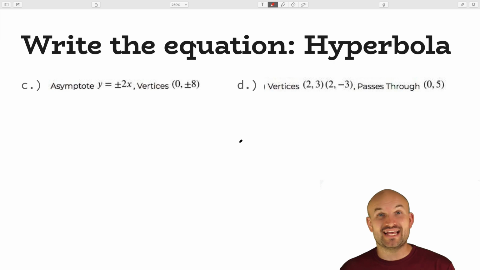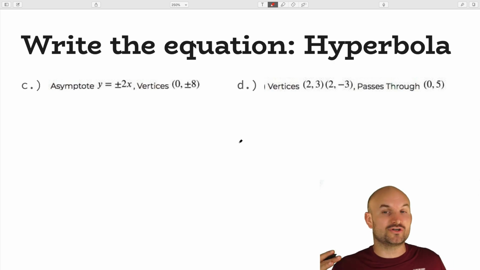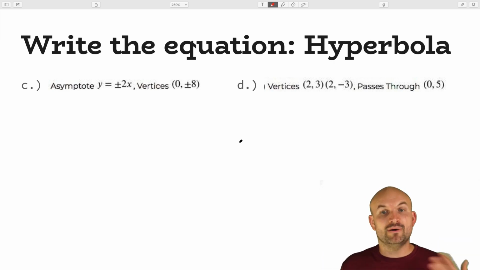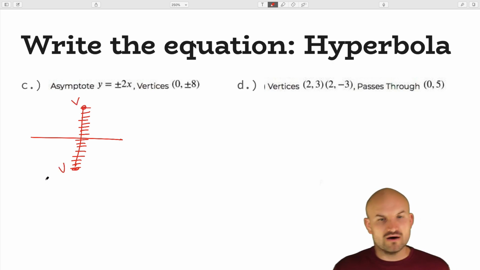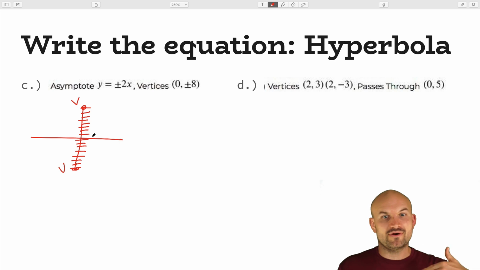On to the next two. So the next two, again, I have another asymptote equation. Again, we don't know if it's a over b or b over a, but we do see that the vertices are going to be plus or minus 8. Interesting. So if I go ahead and graph those, 1, 2, 3, 4, 5, 6, 7, 8. From that information here, I say, oh, well, that means the vertices are going to be up and down, right? So therefore, I now have a vertical transverse axis.